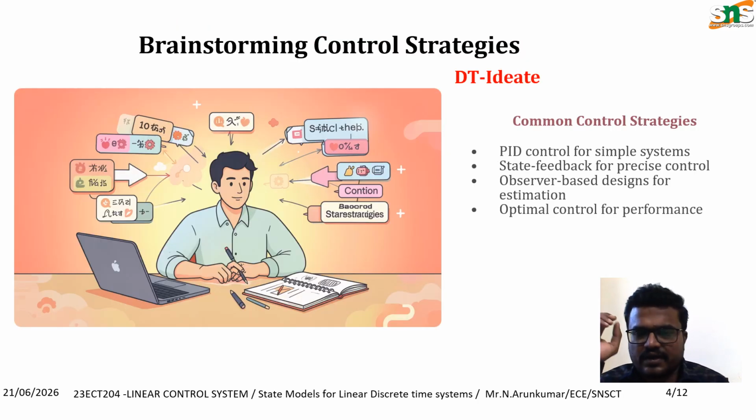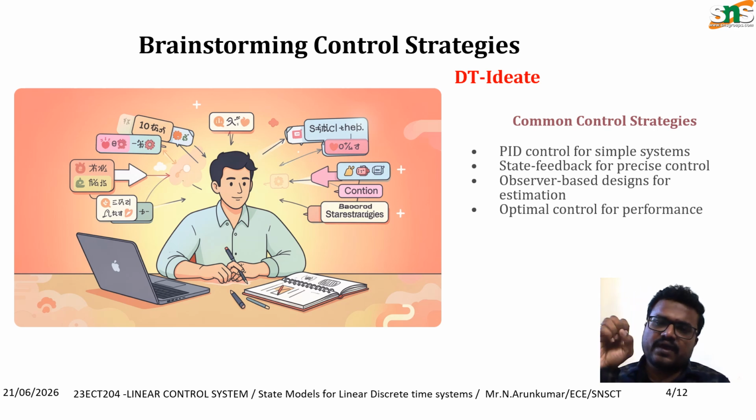And the next one is brainstorming control strategies, which comes under the ideate part. Each one has different ideas to operate this type of discrete time system, because discrete means we are able to get more samples. The samples can be handled by various methods like PID controllers. PID means proportional integral derivative controller, which will give the exact result for the concerned input signals.